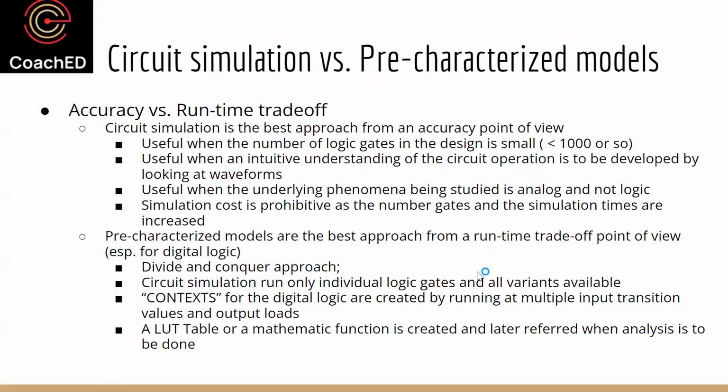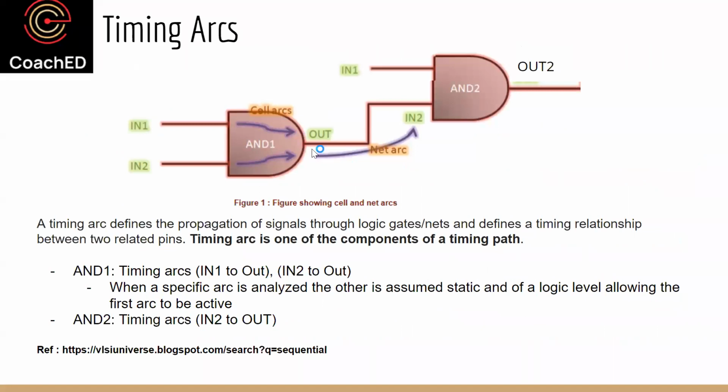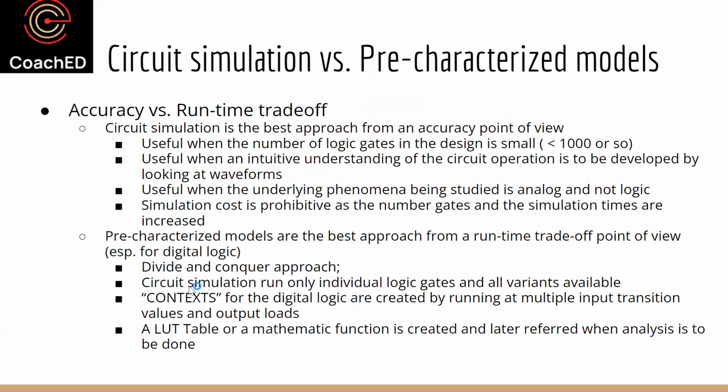For example, if you go back to this circuit, even though there are only 2 AND gates here, and it's very simple and you can directly run a simulation, to illustrate the concept, let's say in this case there are 2 different types of AND gates, AND1 and AND2. Then we'll run circuit simulation only for AND1 and AND2, and then we'll try to capture all their delay and transition characteristics in a lookup table or in a function.